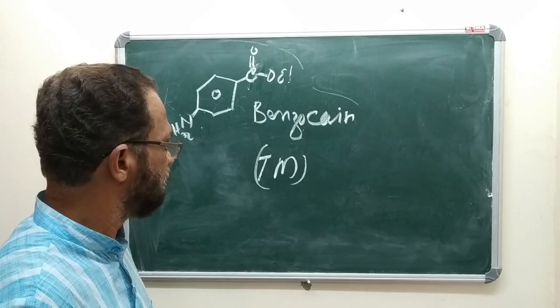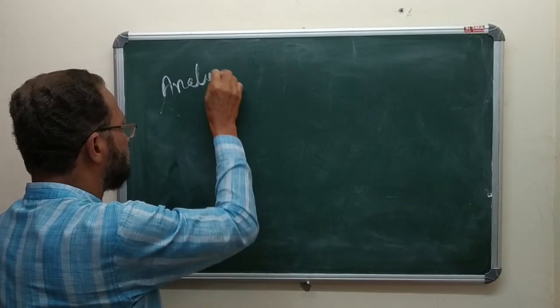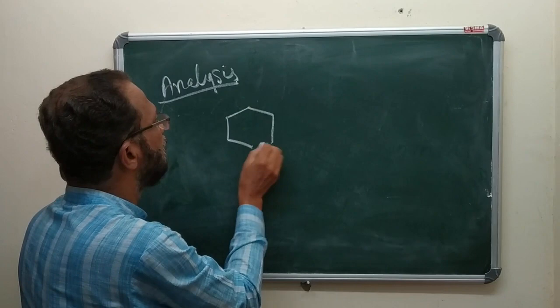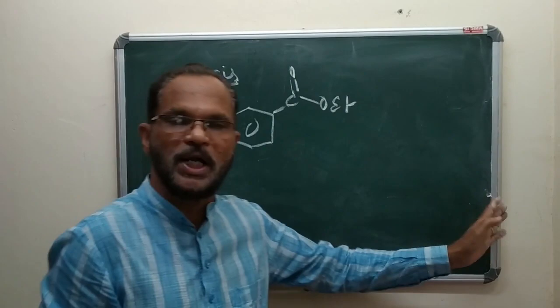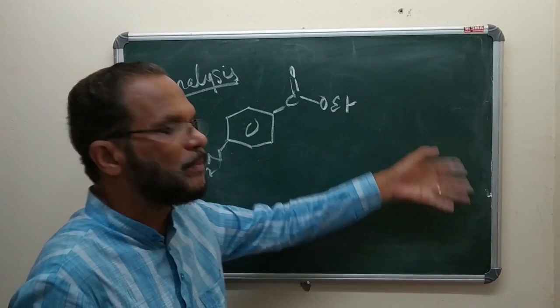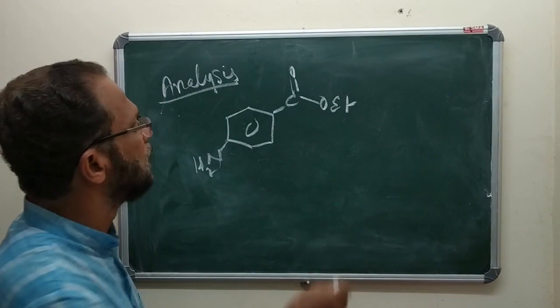Now, for the synthesis of this benzocaine molecule, first you have to carry out what is called analysis. The analysis part. You want the proper starting material and also want to identify the intermediates formed in this reaction, which will help us to give a better method of synthesis of this molecule. Then you can apply the disconnection approach first.